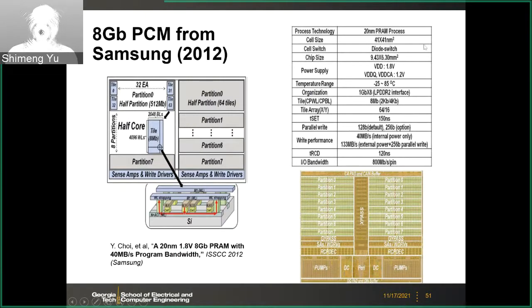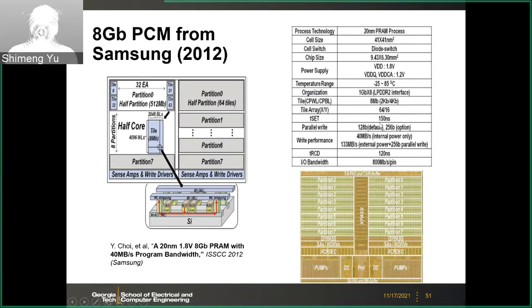So here then there are some parameters. Because the half pitch is 20 nanometers, the cell size is 2F by 2F, about 40 by 40 nanometers. The total chip size is 9 by 6 millimeters squared, and the power supply is 1.8 volts. They validated operation from negative 25C to 85C. Again, we are interested in 85C because this is the maximum temperature they assumed in operation. And there is 1 gigabit per bank, 8 banks.